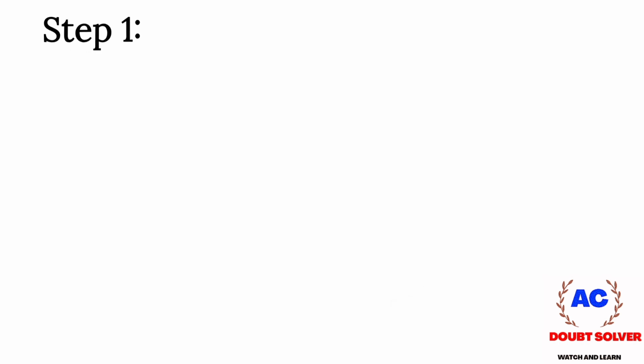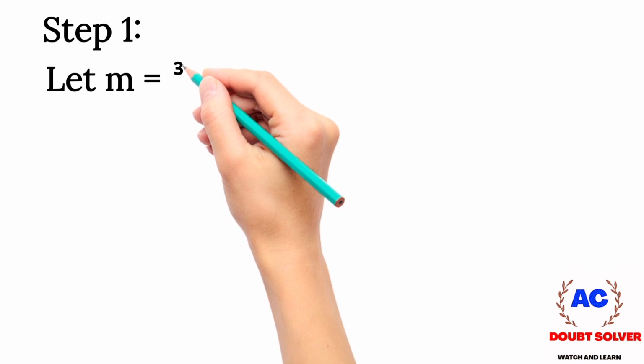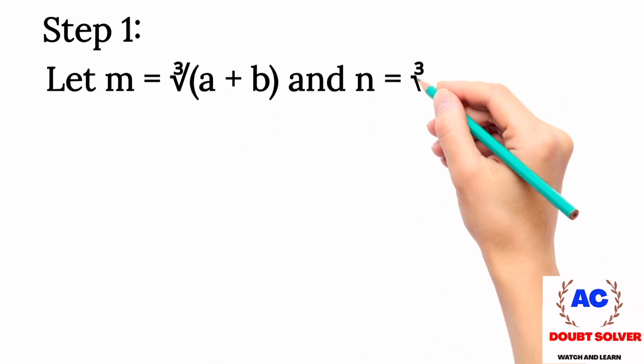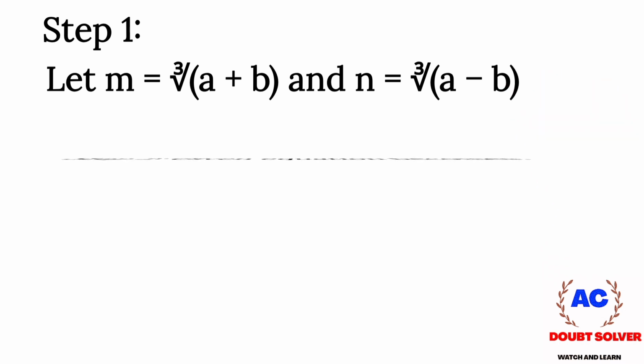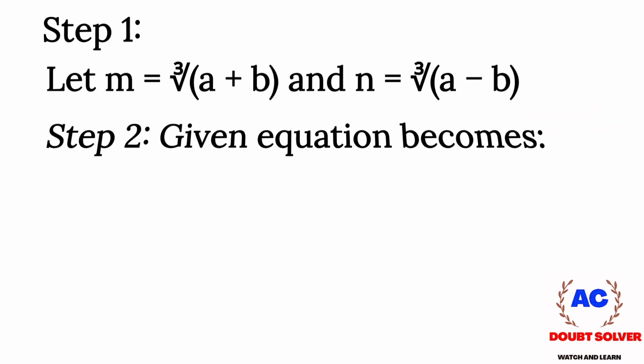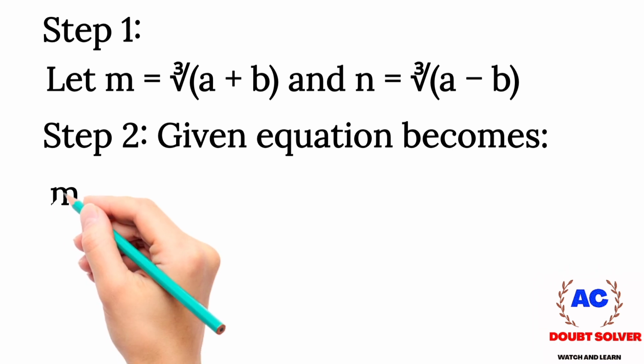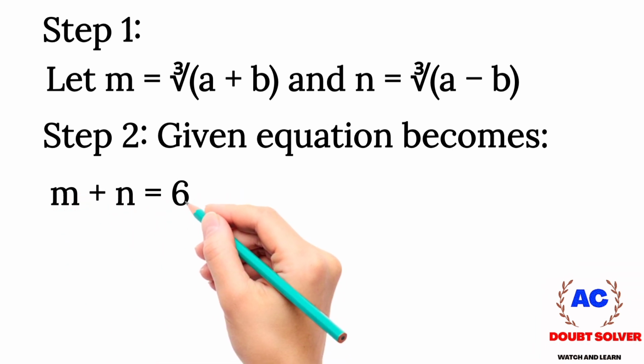Step 1. Let us consider m is the cube root of a plus b and n is the cube root of a minus b. So the next step is the given equation becomes: we have the cube root of a plus b plus the cube root of a minus b is 6. So the given equation becomes m plus n is equal to 6.